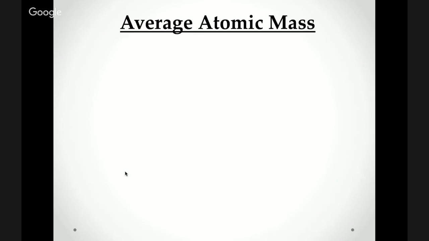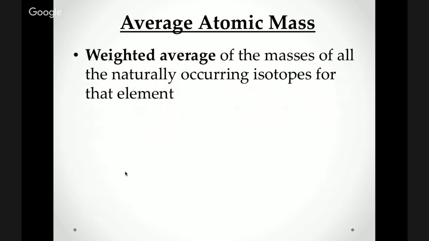Now let's look at average atomic mass, because this is something else that you will see. We want to make sure that we don't confuse atomic mass, which is a decimal, a weighted average that you see on the periodic table, with mass number, because mass number is something different. So, a weighted average of the masses of all the naturally occurring isotopes for that element.